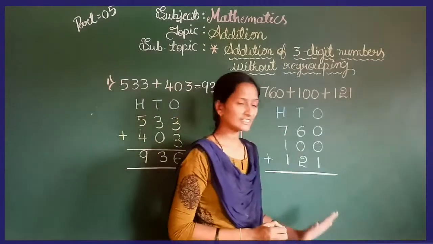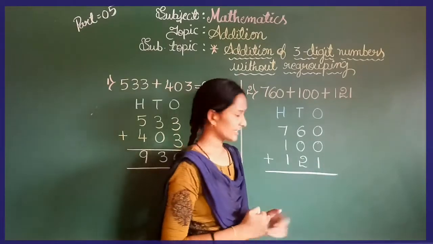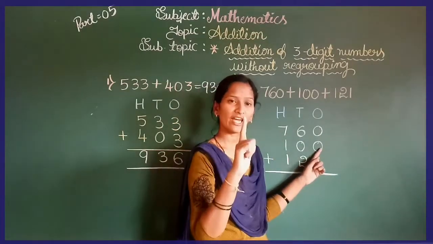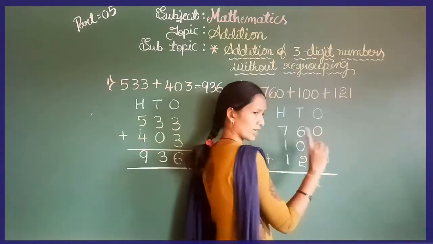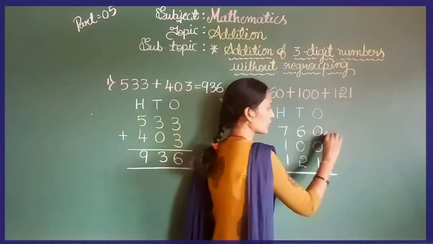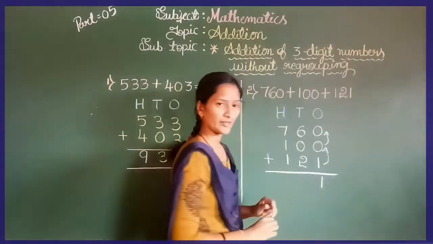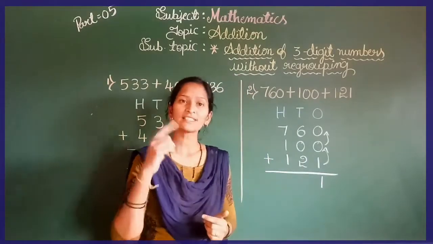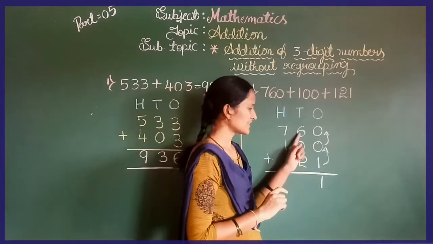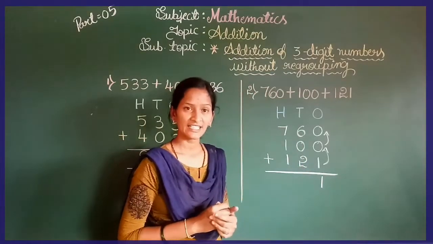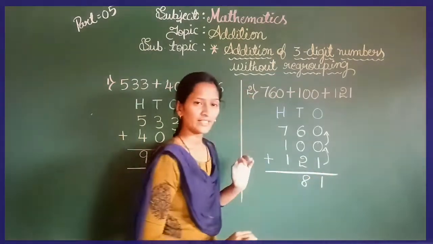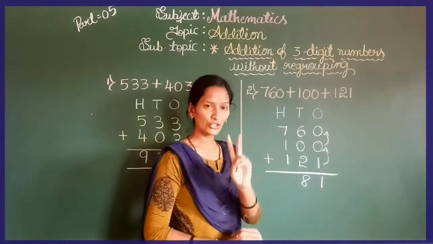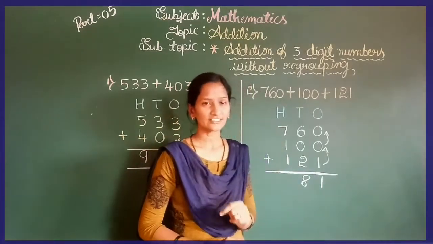First you have to add the digits in the ones column. What are the digits there? 0, 0 and 1. 1 plus 0 is 1. Again 1 plus 0 is also 1. So write here 1. The next, come to the tens column. 2 plus 0 is 2. 2 plus 6 is 8. So write here 8. The next, come to the hundreds place. 1 plus 1 is 2. 2 plus 7 is 9.